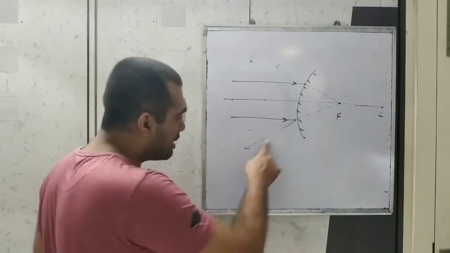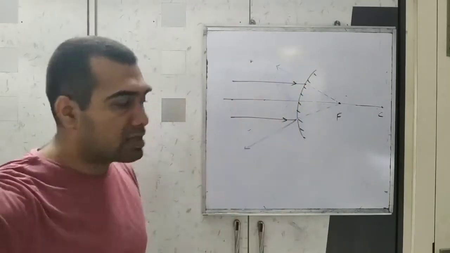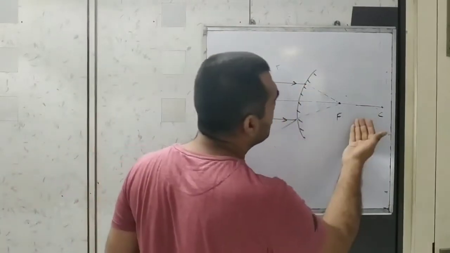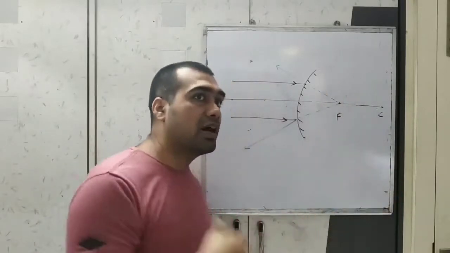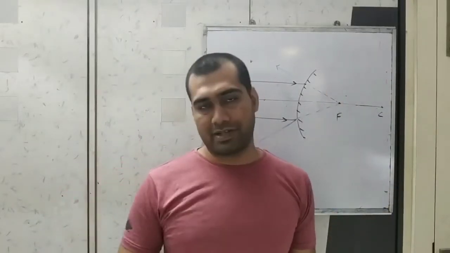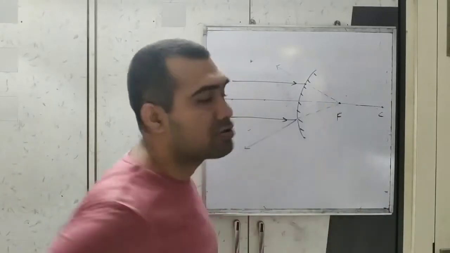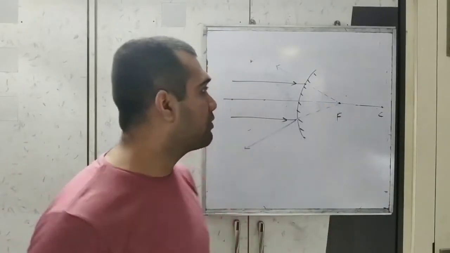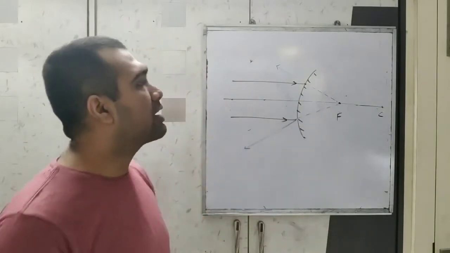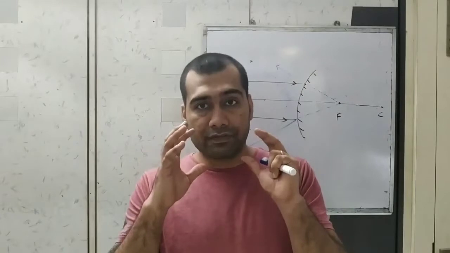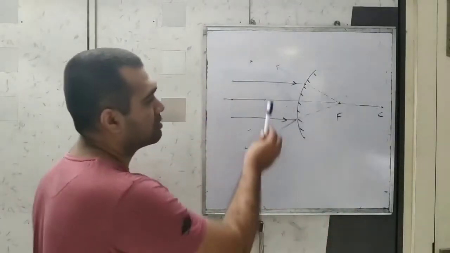So you can see that they will never meet. They are diverging. But they appear to meet behind the mirror at the focus. They appear to meet. That means it's a virtual image. It's an upright image. And it's a diminished image. So that's the feature of a convex mirror. We can't take such an image on a screen. Only with our eyes we may see the image that is out here.